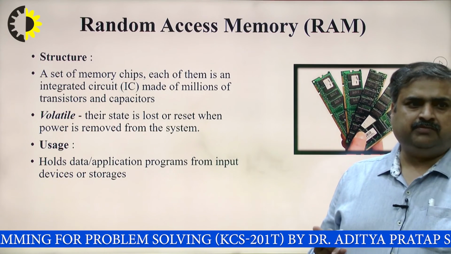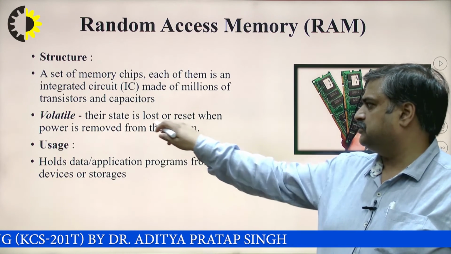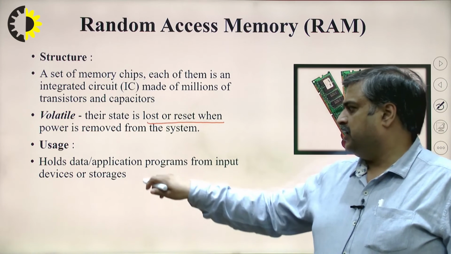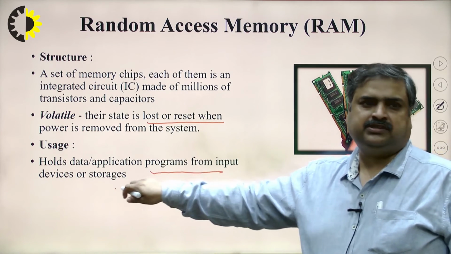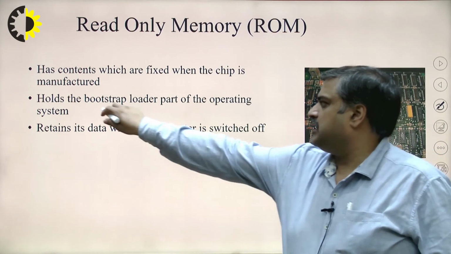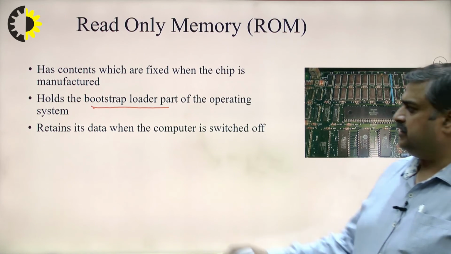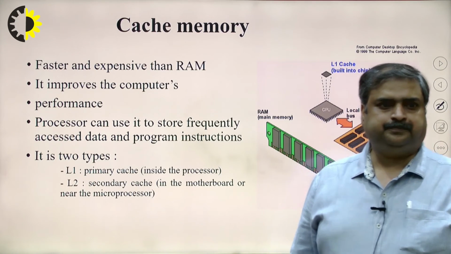Random access memory, which we have already discussed, it is a volatile. That means it loses its state or resets whenever the power is removed. It is used to hold application programs from input devices or storage. Read-only memory holds the bootstrap loader or BIOS part of the operating system, and it retains data when the computer is switched off because it is non-volatile.